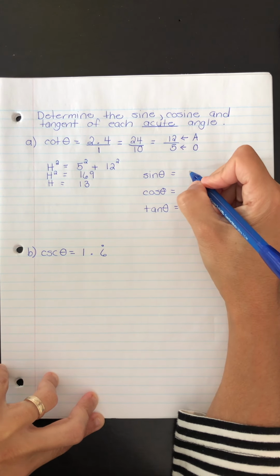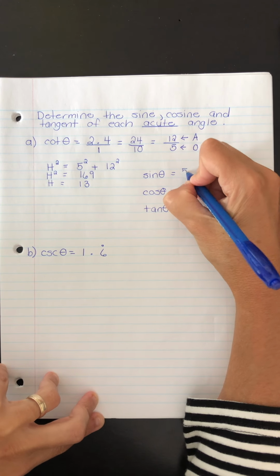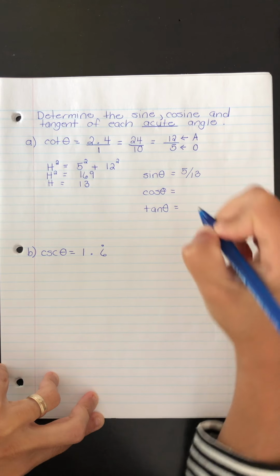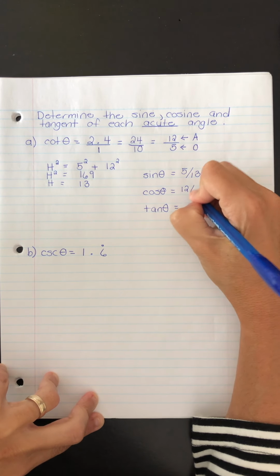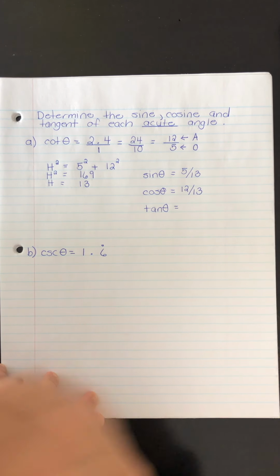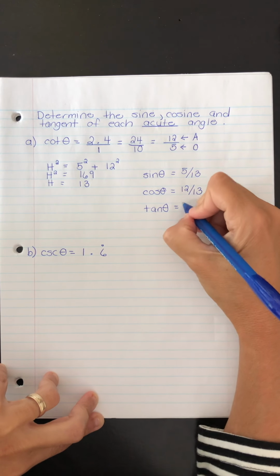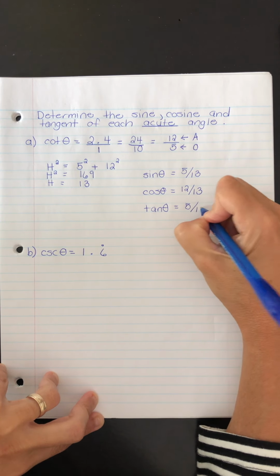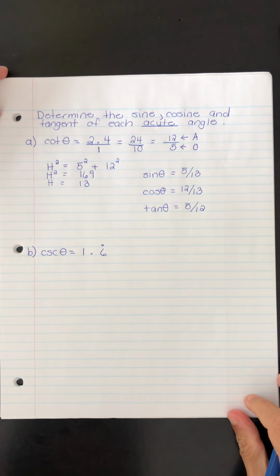So sine, remember, was O divided by h, so it's 5 over 13. Cosine was A divided by h, 12 over 13. And finally, tangent is O divided by A, so it is 5 over 12. And now we're done. We've completed the problem.